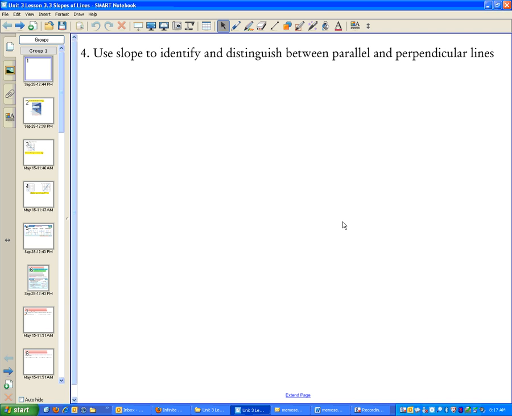All right, here's our learning target. Use slope to identify and distinguish between parallel and perpendicular lines. We've defined both parallel lines and perpendicular lines. Parallel lines are coplanar lines that do not intersect. Perpendicular lines are lines that intersect to form right angles. So we're going to learn to use slope to tell when we have parallel lines, to tell when we have perpendicular lines, or to tell if the lines we're talking about are neither parallel nor perpendicular.